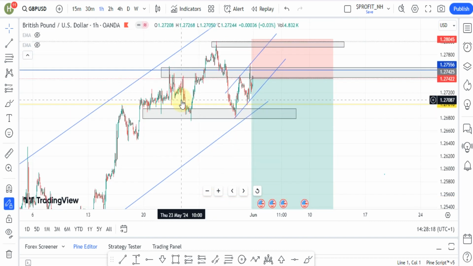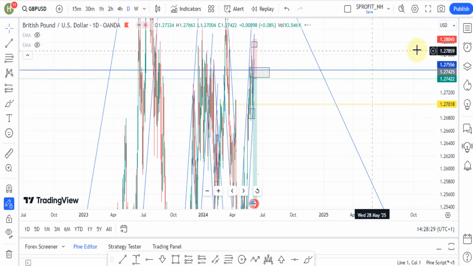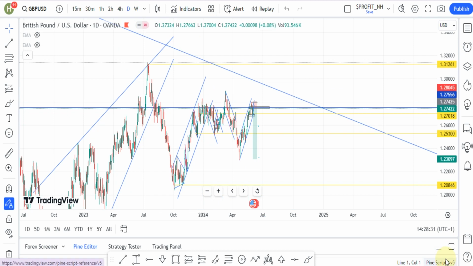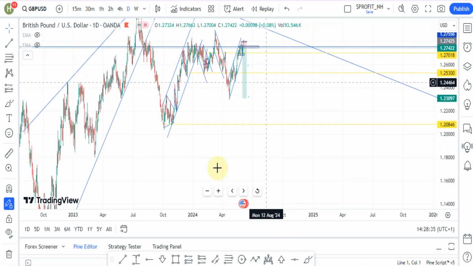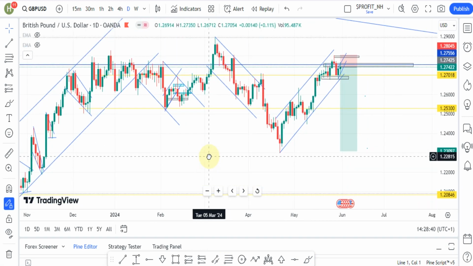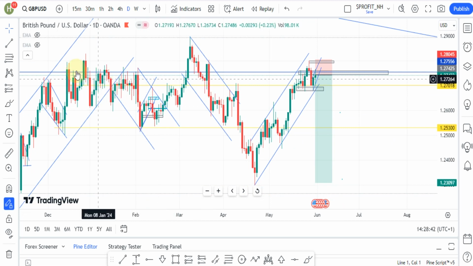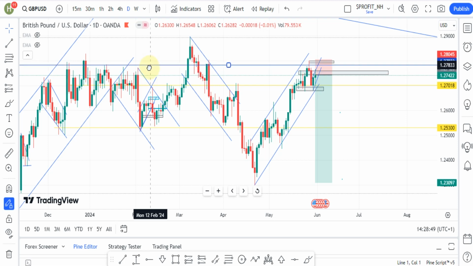Let me show you how I came to the conclusion that there's a possibility of this market continuing to push to the downside. For this, I'll start from the daily time frame. This is a key area that we had at this point. You see the market reacting around this area for a very long time. And again, we can draw a trend line at this point.